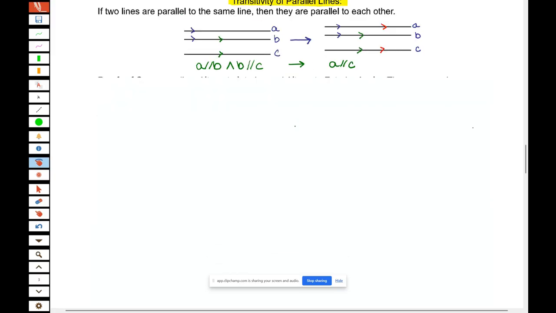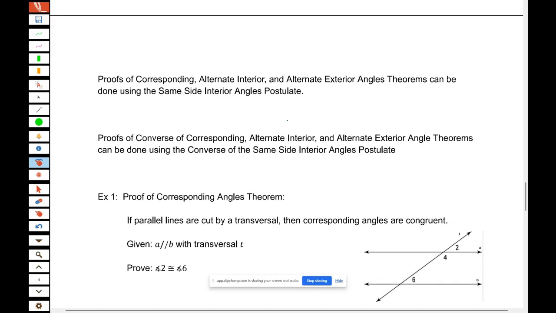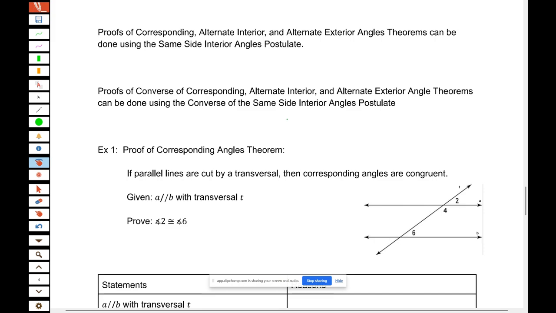Okay, so the first proof we're going to write as a fill in the blank, because this is our first unit on proofs, is a proof of the corresponding angles theorem. And I do want to stress to you that proofs of corresponding, alternate interior and alternate exterior angles theorems are going to be done using the same side interior angles postulate, because all of these begin with parallel lines, and the same side interior angles is a postulate from all the way from Euclid's fifth postulate that we reviewed in class when we read the original wording and translated it into the more modern wording. That also starts with lines being parallel.